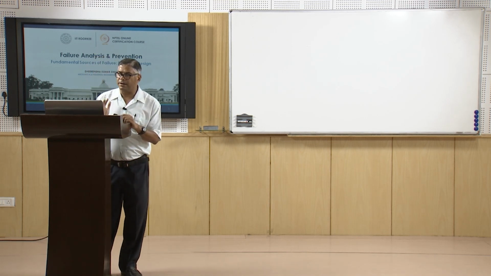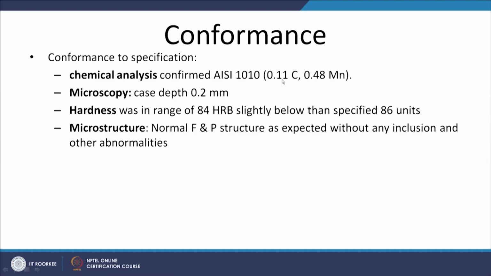To confirm whether the cap had the required properties or not, chemical analysis was performed, and it showed that the composition of the cap corresponds to AISI 101, with carbon 0.11 percent and manganese 0.48 percent. The microscopy of the case hardened depth showed that it was 0.2 mm, and the hardness was found in the range of 84, which is slightly below the specified value of 86 HRB.